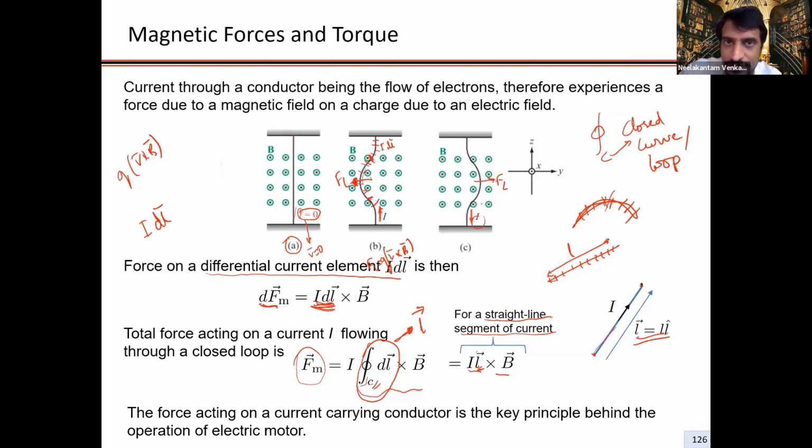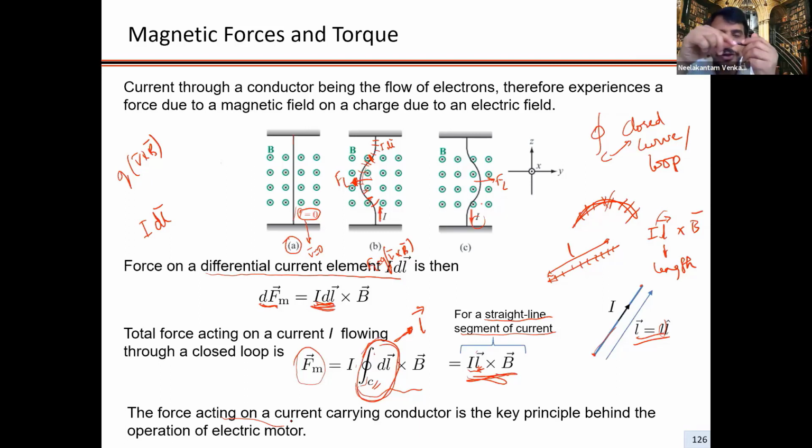So for straight wires, you don't have to do this line integral. It is going to be simply IL cross B. It is the current element IL cross B, L being the length along the wire, and L hat is the direction of the current flow. This force acting on a current carrying wire is the key principle for the working of an electric motor. The important thing is, when I have a wire with current flowing through it and I place a magnetic field, it's going to experience a force.